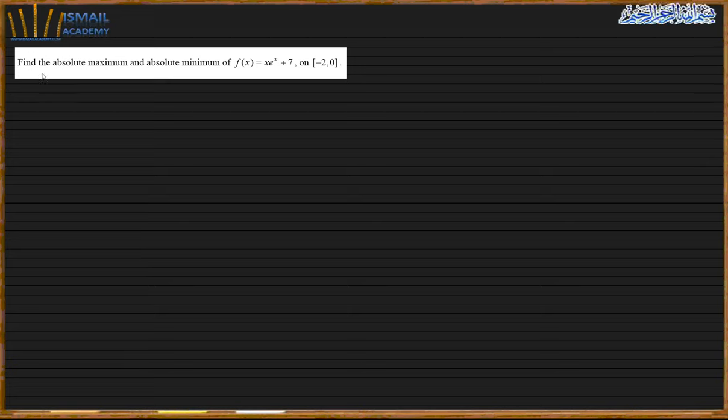All right, so last question for today. Here they asked me to find the absolute max and absolute min. Keep in mind the derivative always gives you the local max and the local min, but when they give you a closed interval, you need to check the endpoints of the interval to find out which one is the absolute and which one is the local.